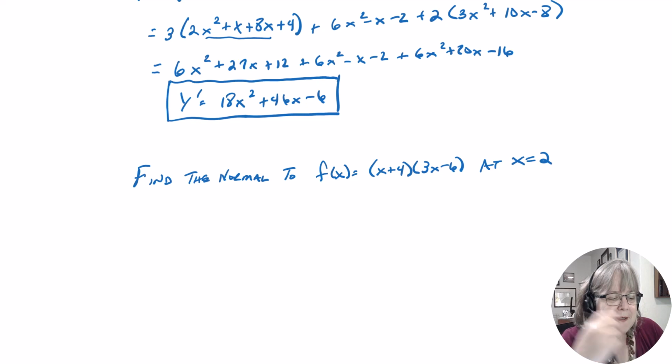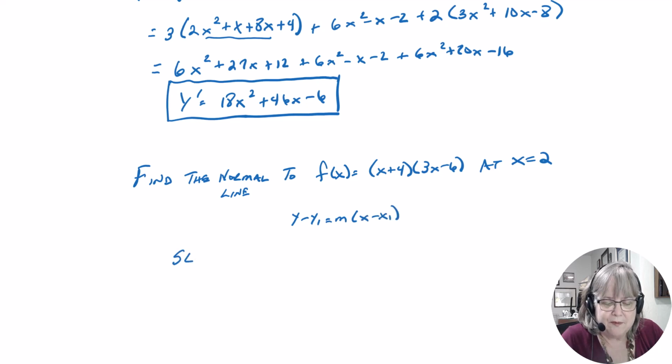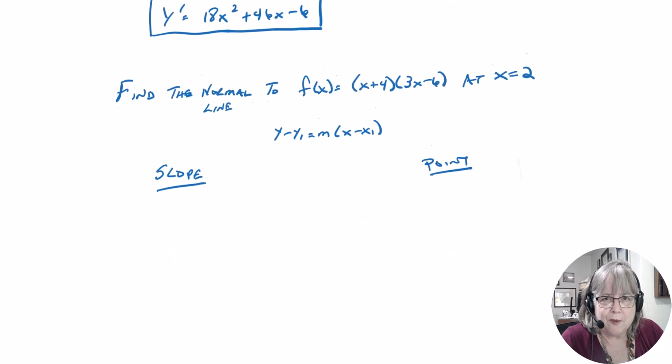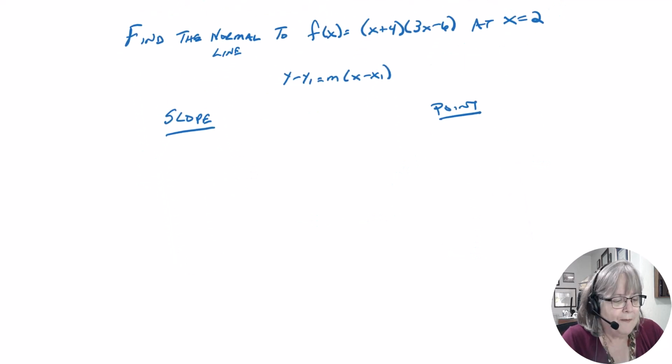All right, so to remember, to find any equation of a line, because this is a line, it's a normal line, you're shooting for y minus y1 equals m times x minus x1. So you need a slope and you need a point. Those are the same two things you need for a line, whether you're doing algebra or calculus. So let's do the slope. To find the slope from a function, you take the derivative, right? Because the derivative is the slope function.